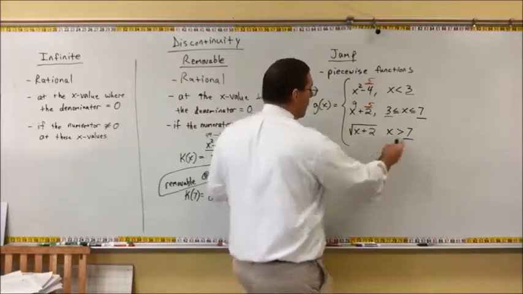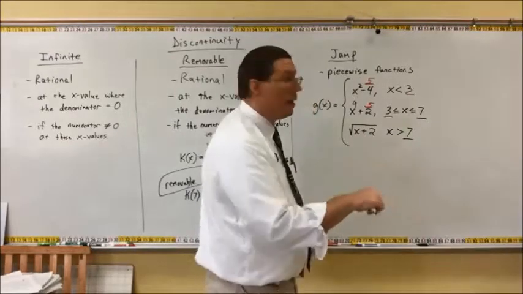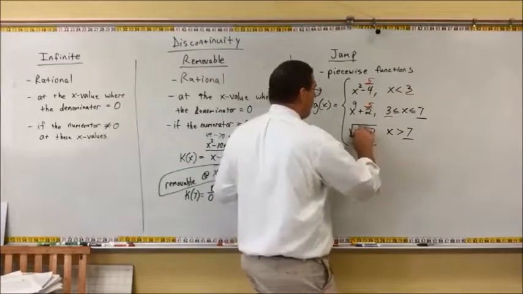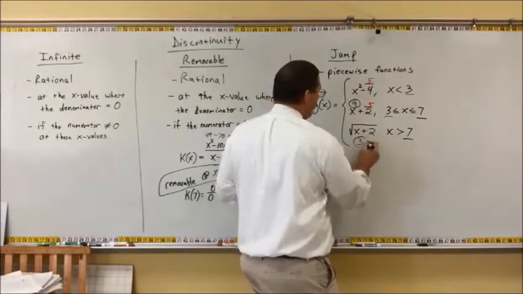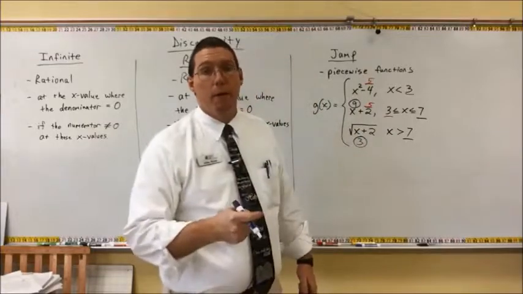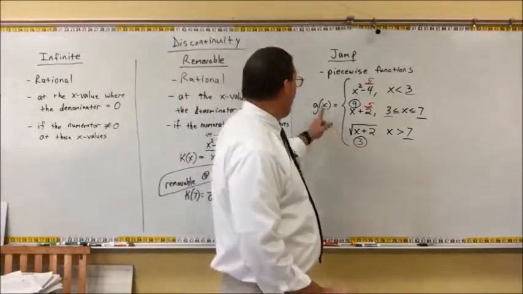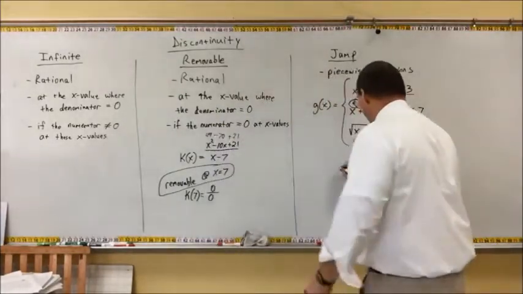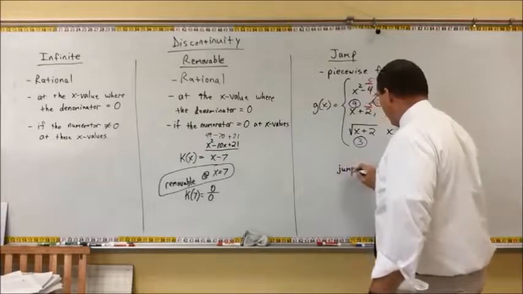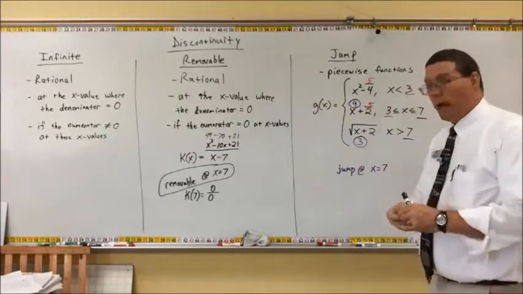Now let's plug 7 into this. 7 plus 2 is also 9, but we have to take the square root of 9, and the square root of 9 is 3. And because these two numbers do not match up, there is a jump discontinuity at x equals 7. So here we would say jump at x equals 7. Okay?